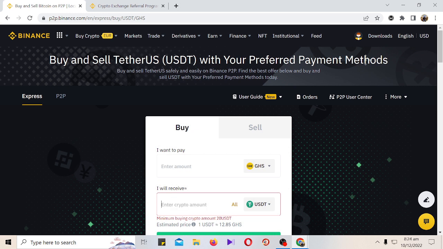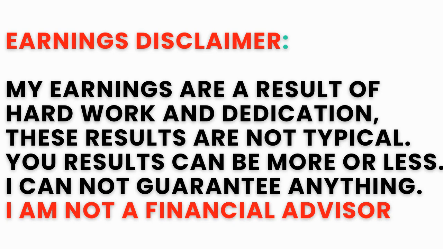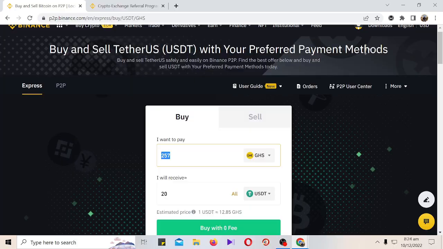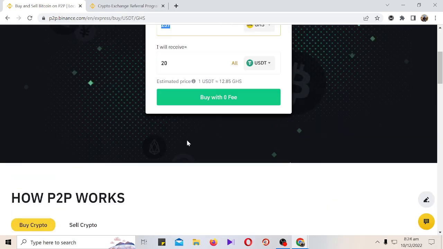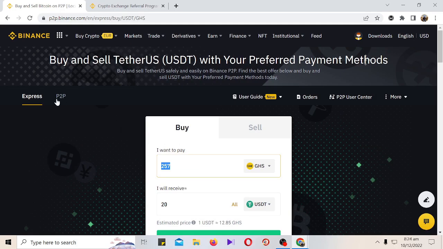And we can only buy a minimum of $20 when you are using Binance Express. So if you want to buy 20 USDT, we'll buy it at 257 Ghana cedis. Okay, so what I'm going to do is use the P2P, because some people always want to buy less than $20.